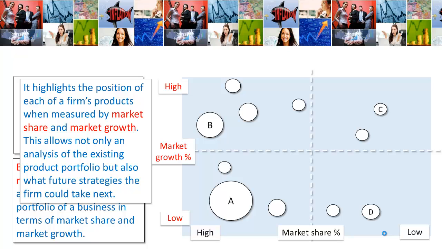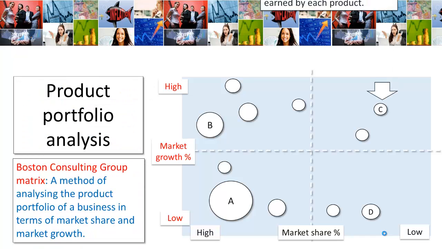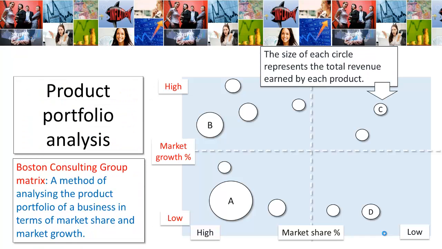Now the BCG highlights the position of each of a firm's products when measured by market share and market growth, and this allows not only analysis of the existing product portfolio but also the possible future strategies the firm could take next in regards to their products. The size of each circle represents the total revenue earned by each product. So the bigger the circle, the greater the number of sales. The smaller the circle, the fewer sales by total value.